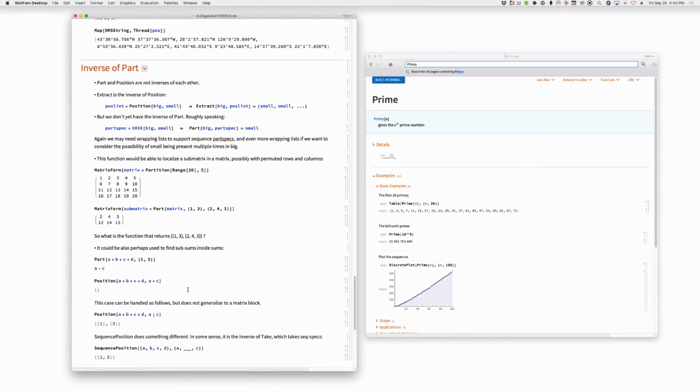So from the very beginning, version 1, there was Part and Position, but they are not inverses of each other. And then Extract was introduced as true inverse of Position. But there is not yet a function that plays the role of the inverse of Part. By that, I mean something that can return what you would feed to Part. And I think the most useful example is finding the position of a submatrix.